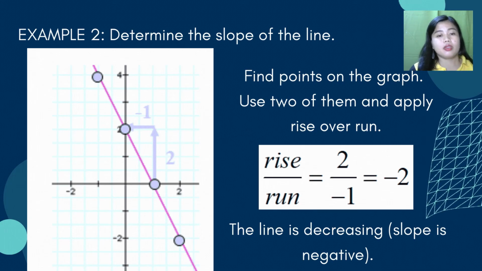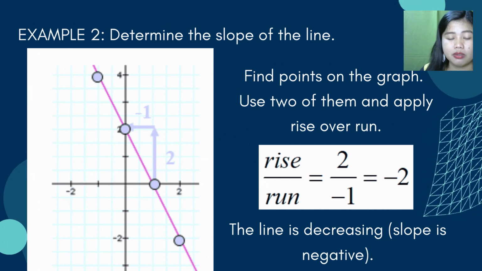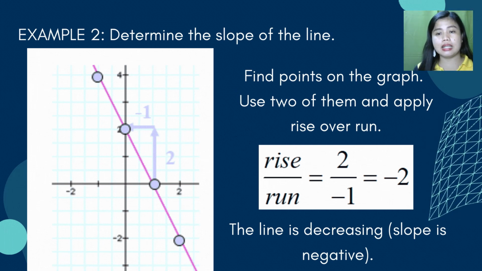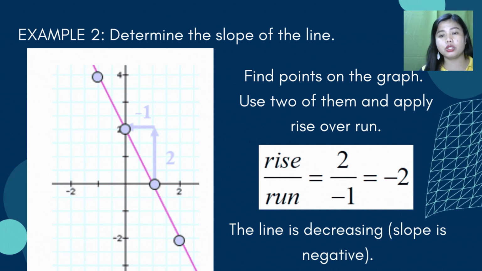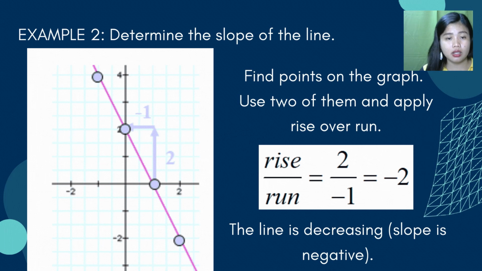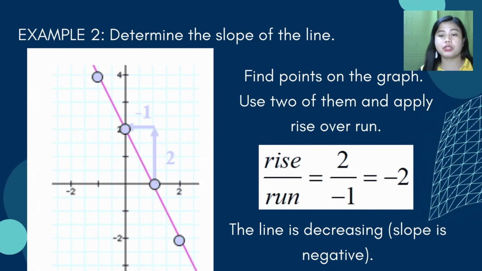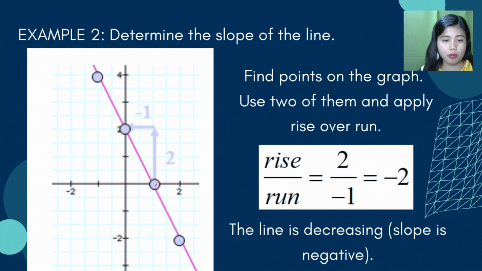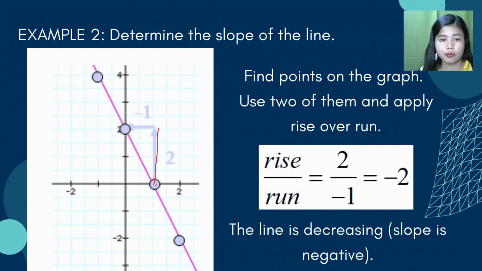Next, this is the given line. Okay, there are 4 points. So, how do we get the slope of this line? Okay, just get 2 points. So find 2 points on the graph, use the 2 points, and then apply the rise over the run. So let's try to get these 2 points. So again, you have to start at the lower point here. So how many units upward?